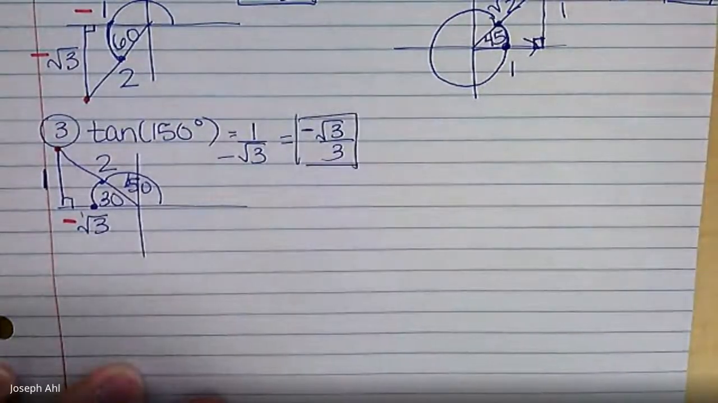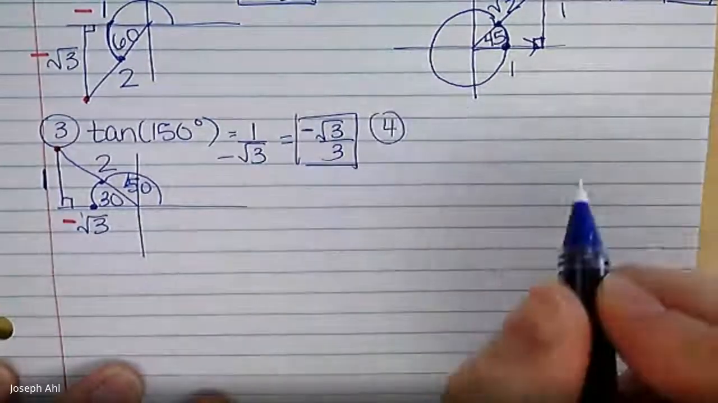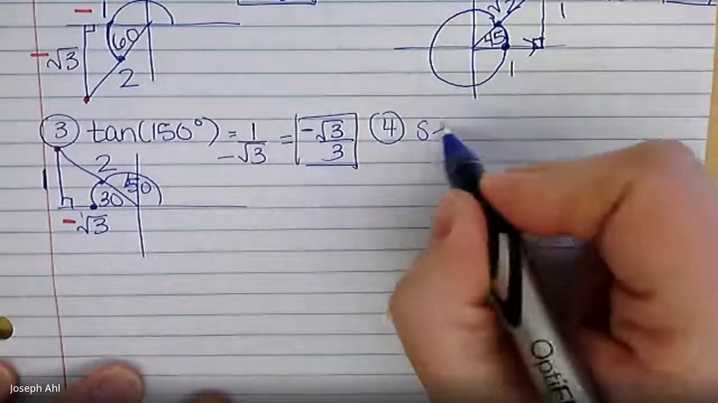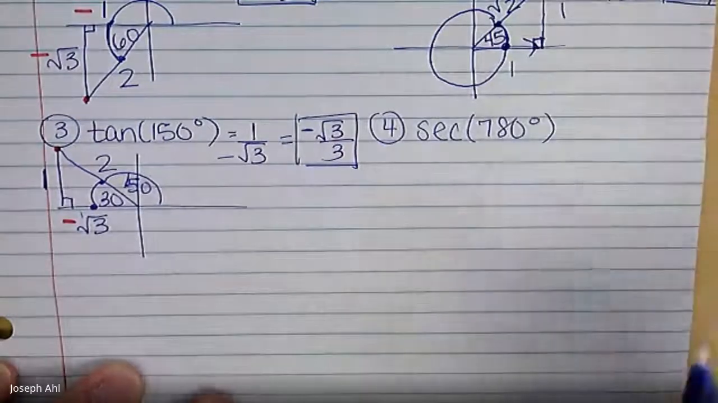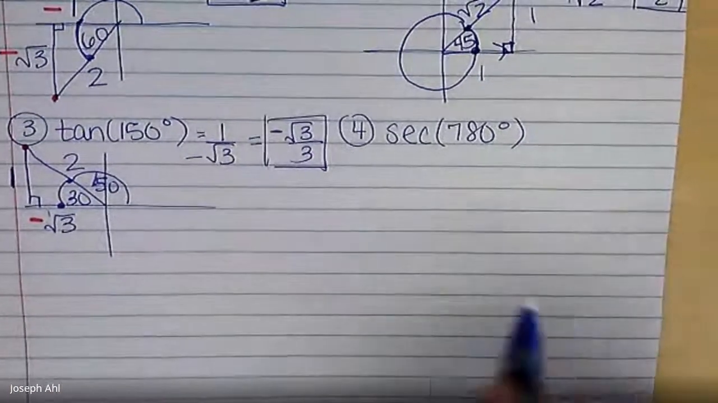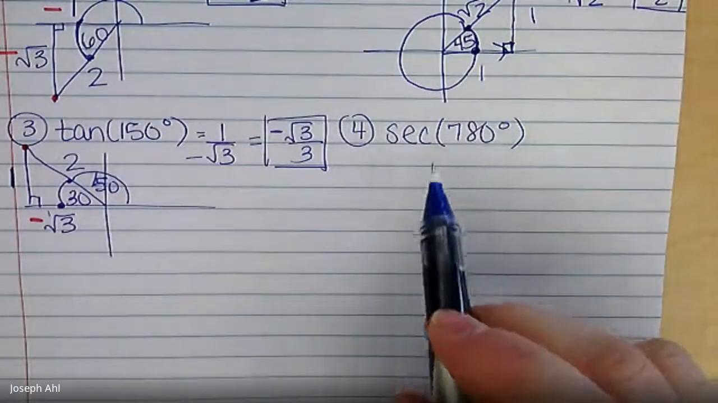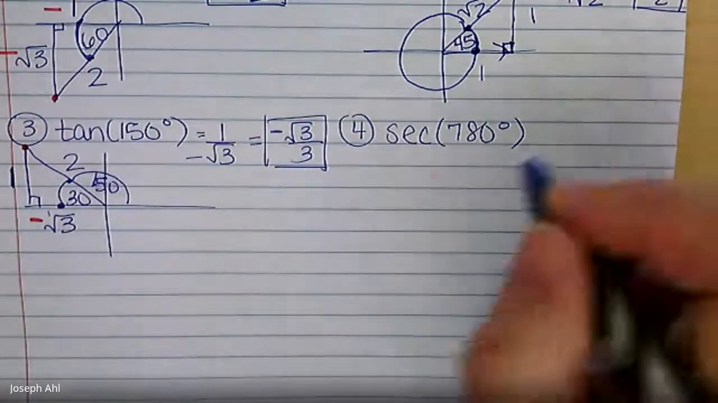Hopefully you're starting to get the hang of this. Let's do one more before we do something else that's a little bit new. How about secant of 780 degrees? Got a couple new things thrown your way here. Angle bigger than 360 and also the reciprocal function secant. All right, let's see where we are.